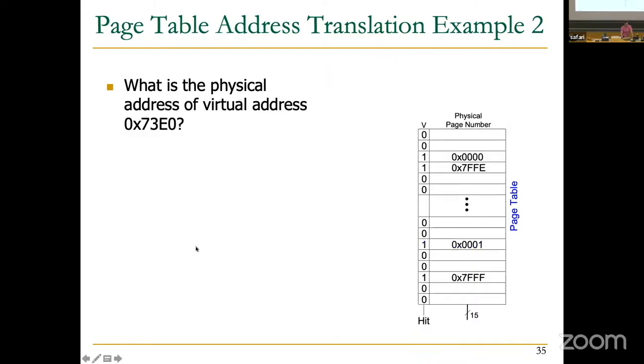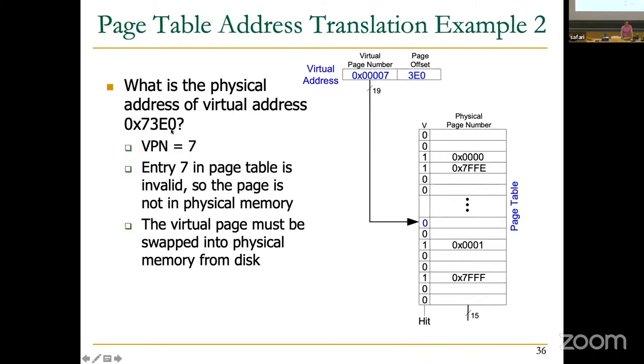Makes sense. And then another question: what is the physical address of virtual address 73E0? We do the same thing. VPN happens to be 7 over here, because the bottom 12 bits are the page offset. We look at entry 7 in the page table, the valid bit is 0, which means that this virtual page is not in physical memory. That means that whatever I see over here is not useful for me for translation, but it may be useful for figuring out where this is.